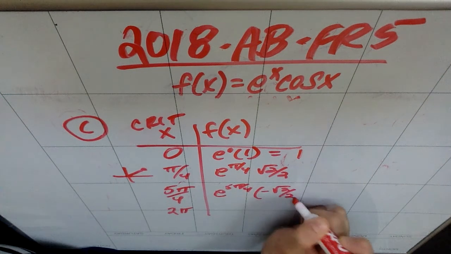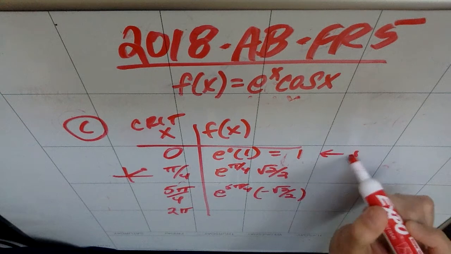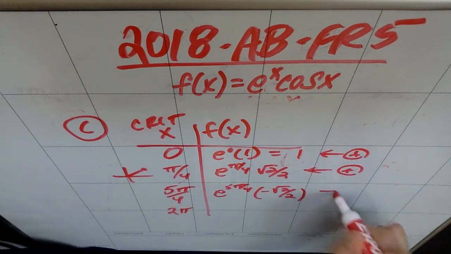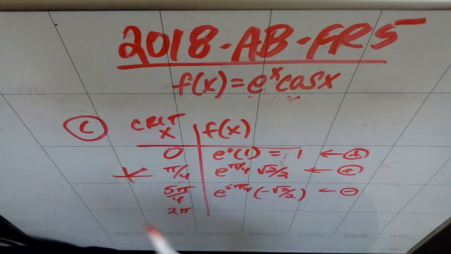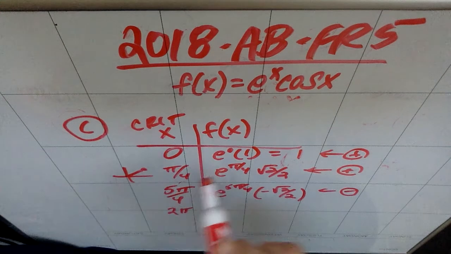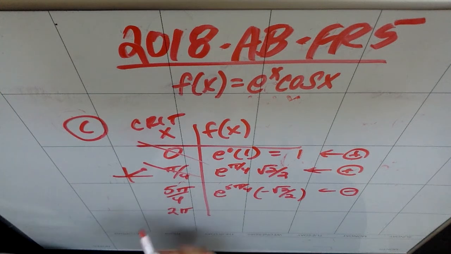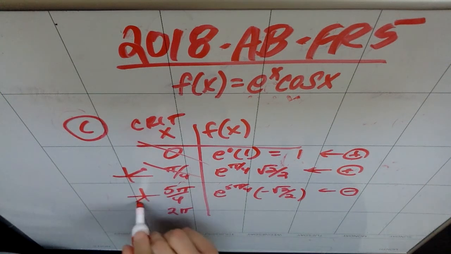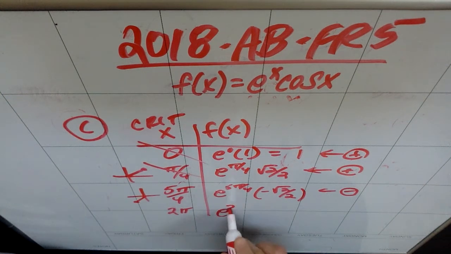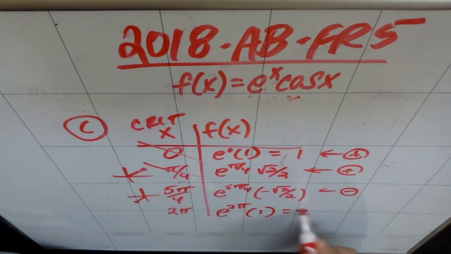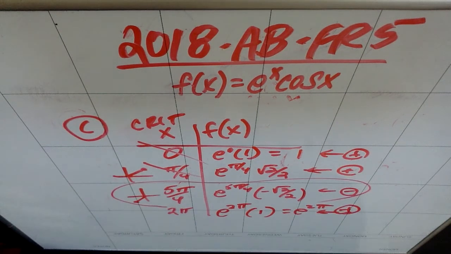Well, right away, this is a positive number, and this is also a positive number, and this guy's a negative number. So these guys are not contenders for the lowest possible value, because they're positive numbers, and this guy is a negative number. For the last one, I get e to the 2 pi times the cosine of 2 pi, which is 1. So this is e to the 2 pi, which, to be clear, is a positive number. Just based on the fact that this is the only negative number, it has to be the absolute min.